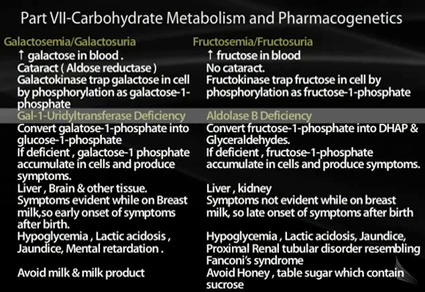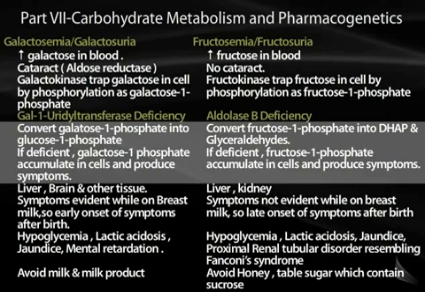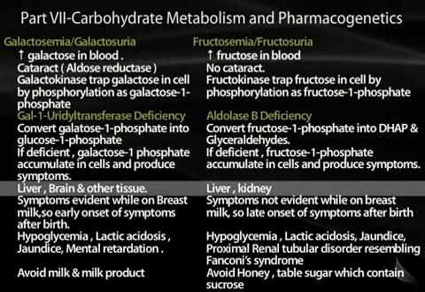So with the Gal-1 uridyl transferase deficiency, the normal job of that is to convert galactose 1-phosphate into glucose 1-phosphate. And if it's deficient, then the galactose 1-phosphate accumulates in the cells and produces the symptoms. Similarly with fructosemia, if the aldolase B is not there, then we get a buildup or an accumulation of fructose 1-phosphate and symptoms are produced. Galactosemia produces symptoms and problems in the liver and in the brain and in other tissue. Fructosemia is specifically for the liver and the kidney, so that's another difference.